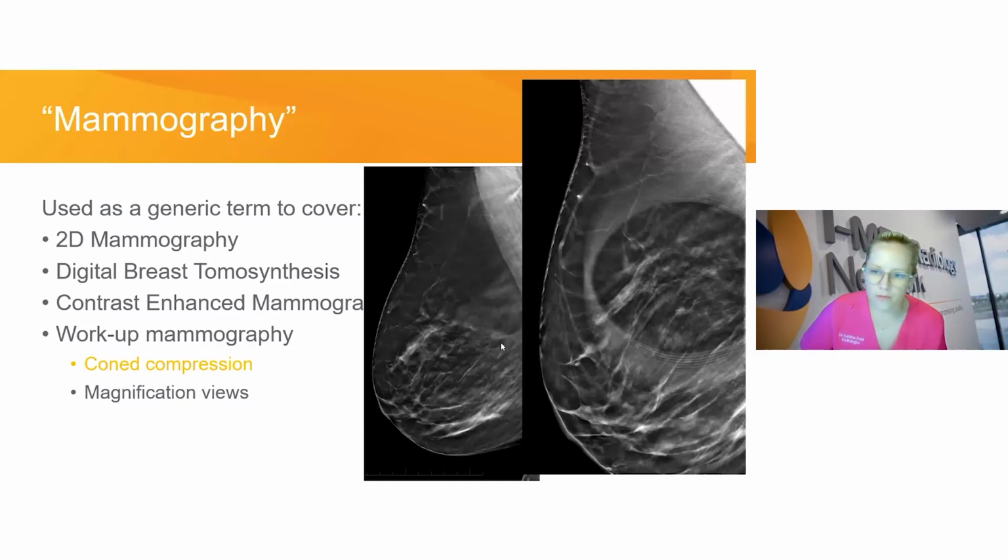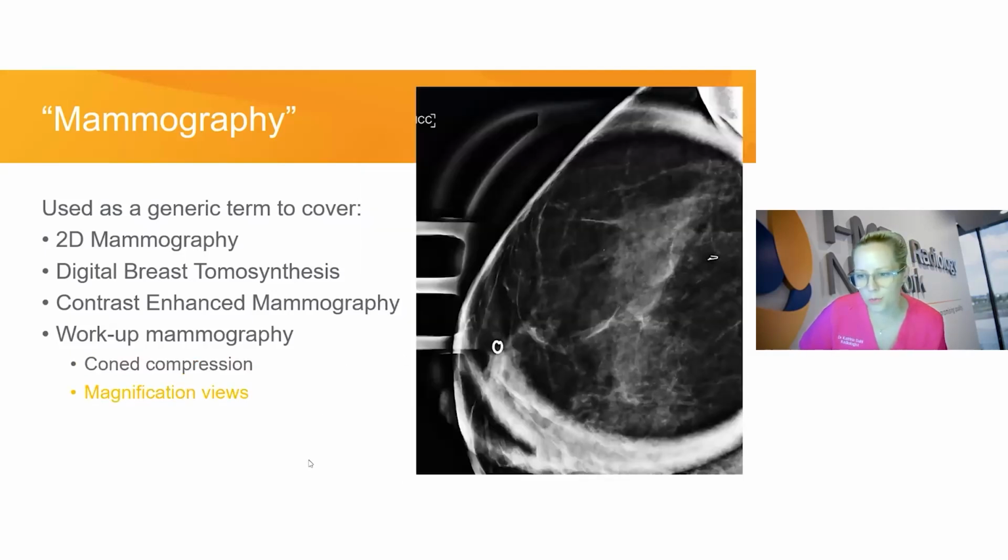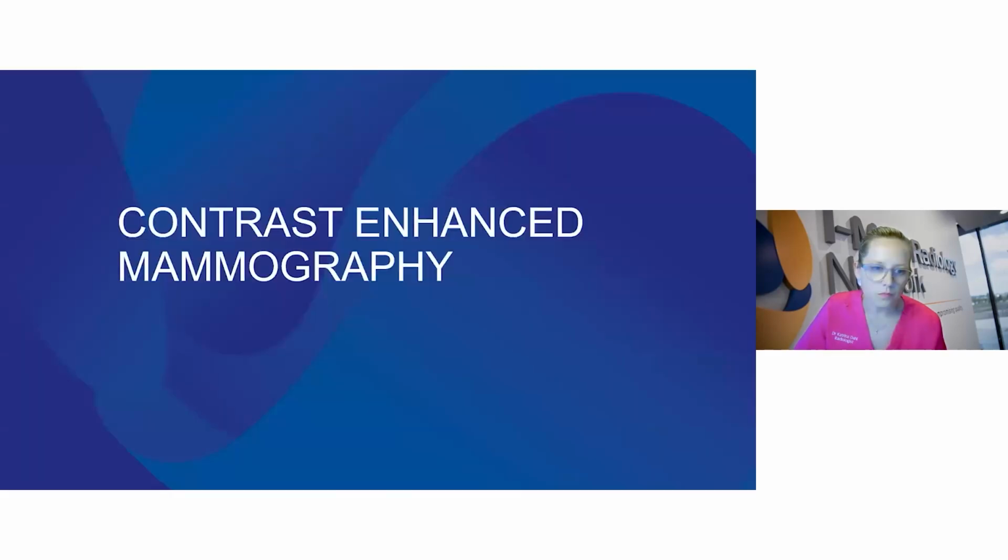And I am very aware that you can probably not see any of the calcification in this image, but I promise you they are here in a magnification view. So magnification views is purely for the characterization of calcification. It gives us a better spatial resolution, so we can see more of those calcifications and the morphology and distribution of them to determine whether they're benign, indeterminate, or suspicious.